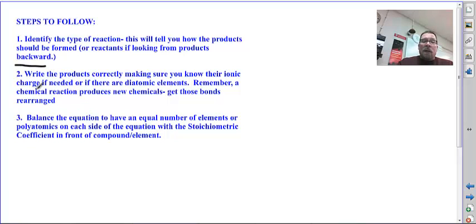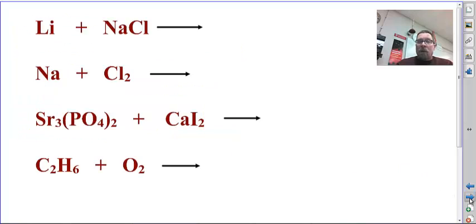Now what we're going to work on here is, once I identify that, I need to write the products correctly, and then I need to balance with what are called the stoichiometric coefficients. In other words, those numbers that go in front of the compound, not the little subscripts that go behind to balance ionic charges or tell you how many of each element we're sharing, but the coefficient out front that, as we're going to learn, tells you how many moles of that substance you need to interact with the moles of the other substance. Anyhow, the only way to do it is to do it.